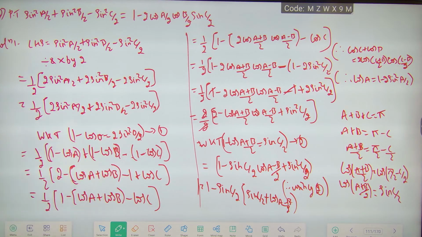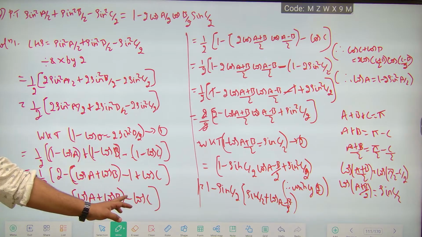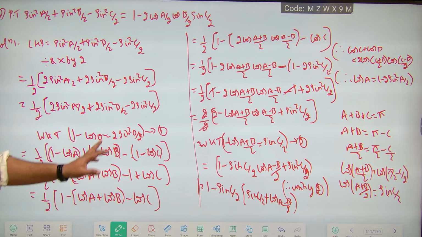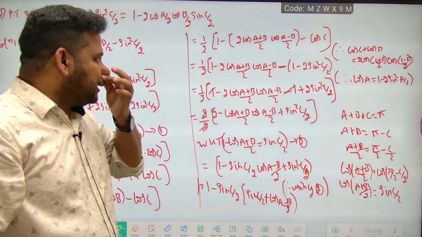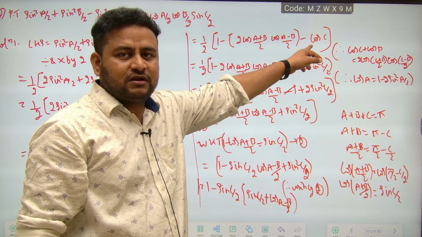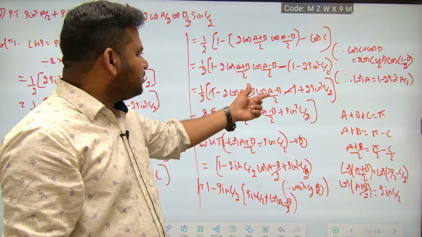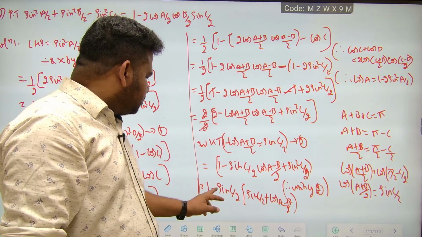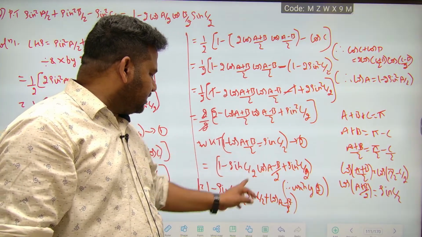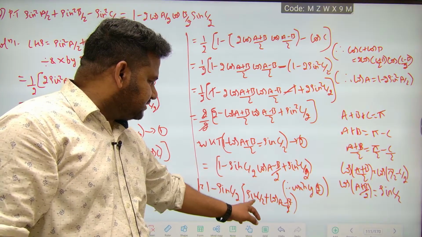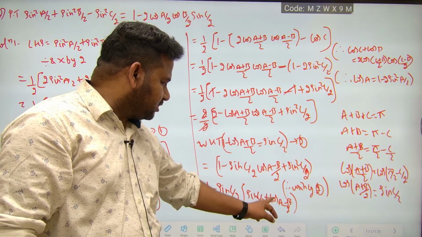After that, if I take this, I will get 2 minus 1, so this will be 1 minus cos A plus cos B, minus cos C. For cos A plus cos B, I apply the cos C plus cos D formula. Then I applied the half angle formula for cos C, and then I take sin C outside. On simplification I will get sin C by 2 plus cos of (A minus B) by 2.